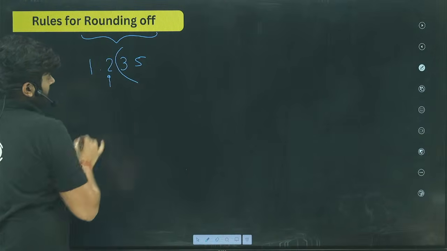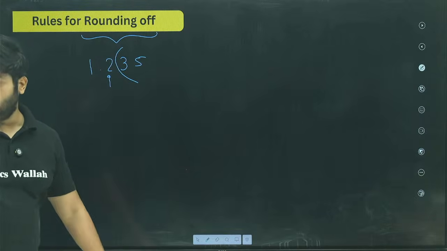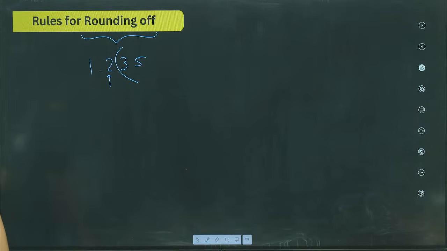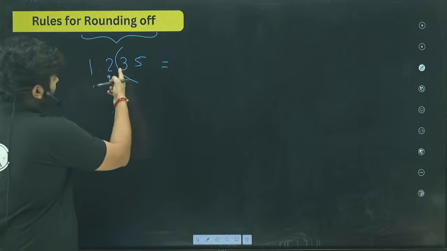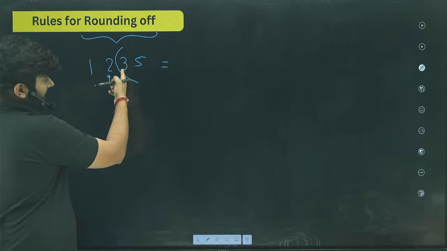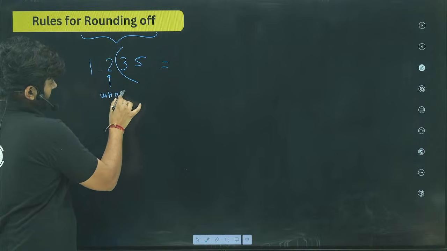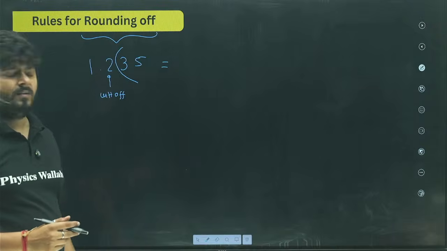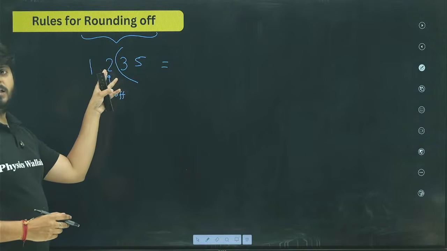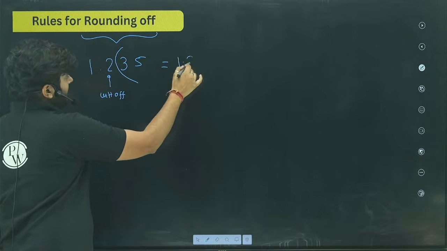So this is the cutoff digit, and after the cutoff digit, this part I have to remove. What will be the rounded off number? Look at the digit after the cutoff number. If it is more than 5, then the previous number will be increased by 1. Otherwise, it will remain as it is. So here the number is 3, and it will remain as it is.